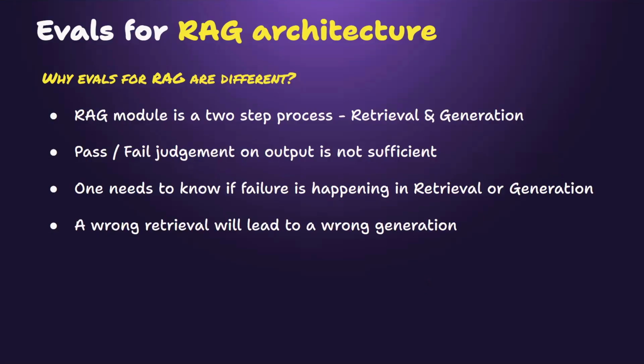First, the retriever, whose job is to bring in the right set of information. This is followed by a generator, which takes the input provided by the retriever and gives the final response to the user. Hence, just a pass or fail judgment of the system is not sufficient and doesn't help in pinpointing the exact issue. One needs to clearly understand if the failure is happening in the retrieval or the generation, because a wrong retrieval will always lead to a wrong generation.